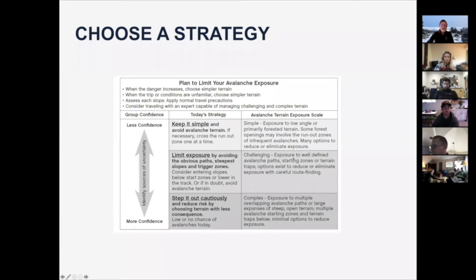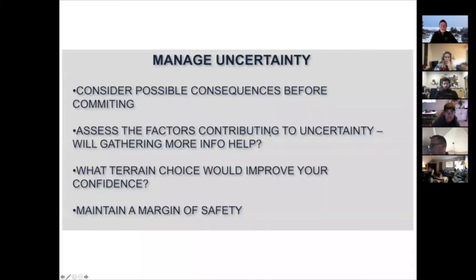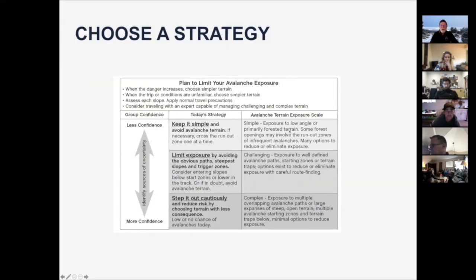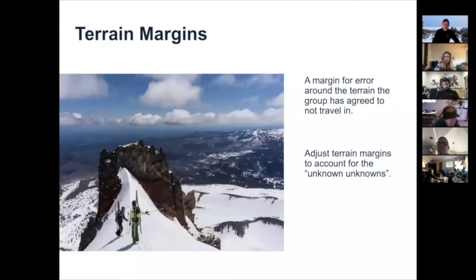So in terms of limiting our avalanche exposure, the more confidence we have, the more we can step it out. We're not just going to jump into things blindly, but we're going to step it out cautiously. The less confidence we have, the more we just want to keep it simple and go with exposure to low angle, maybe forested terrain. We don't have to go up into the high paths and steep terrain at all. If we've decided this terrain we're not going to go into, how much margin are we going to put between it and us? We always have those unknown unknowns, the stuff that's under the surface, the trigger points we can't see.